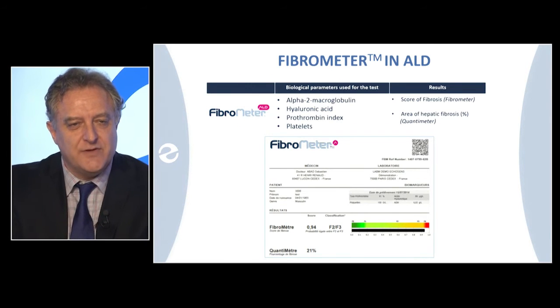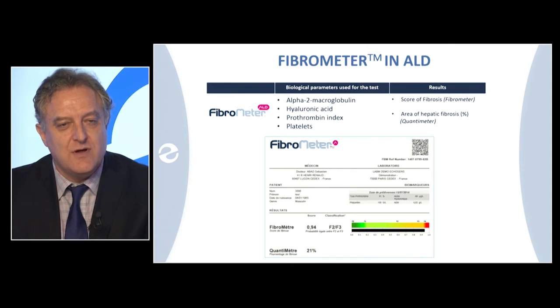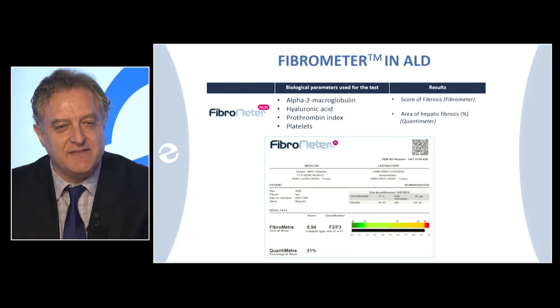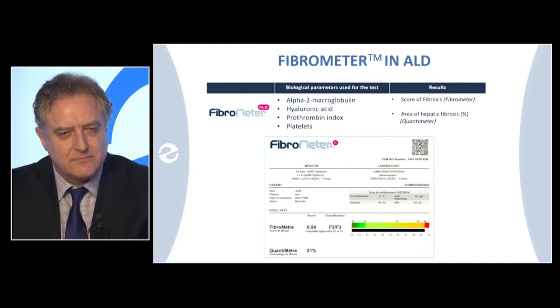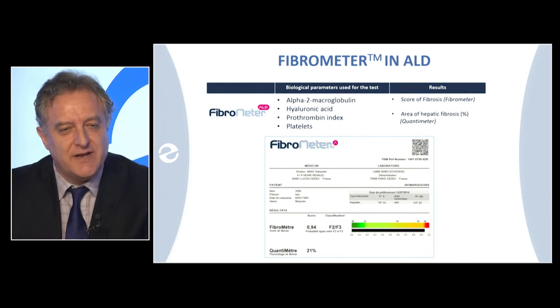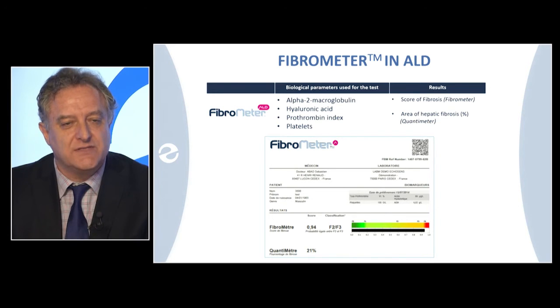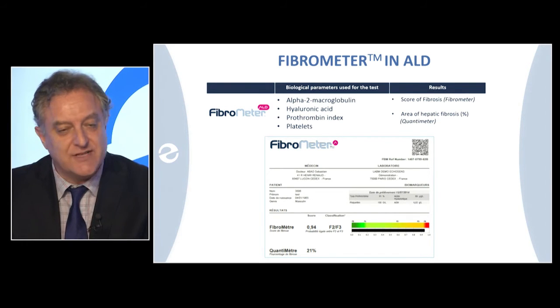And this algorithm, you can see here in the upper part of the slide, has four parameters: alpha-2 macroglobulin, hyaluronic acid, prothrombin index, and platelets. And in the lower part is the estimation of liver fibrosis that the algorithm, the company, will send you, and your doctor will have to interpret.